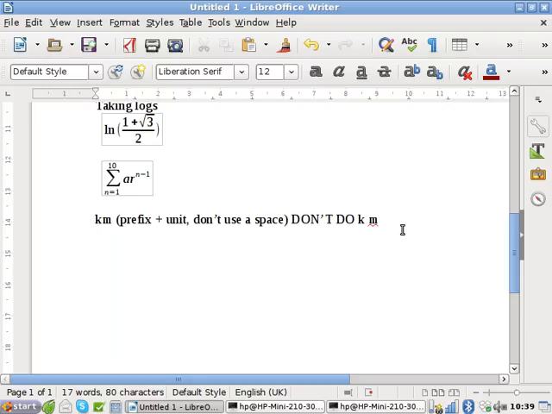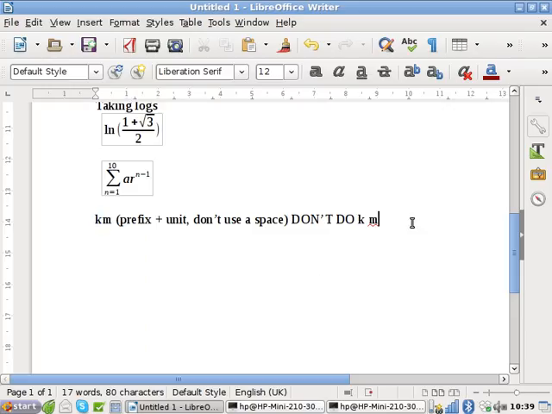I don't know if you knew this already, but it is things that you will be graded on when you give in an assignment, like in biology, for example. So it will be noticed if you're correctly typing in the units the proper way. So no spaces between a prefix like kilo and a unit like meter.